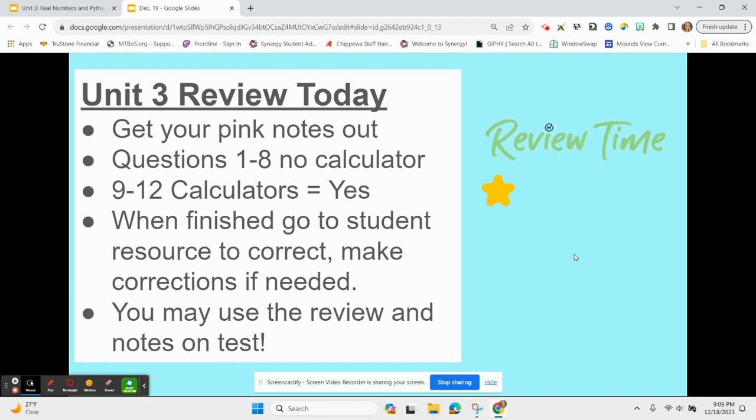You're going to see on the review today that questions 1 through 8, you may not use a calculator on. And that's going to be consistent with the test as well. On Wednesday, part 1, there's going to be no calculators, but you can use that pink notes. Then when we hit questions 9 through 12, you're going to see that calculators may be used. So with Pythagorean theorem, yes, you will have calculators.